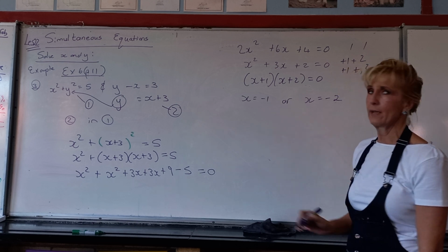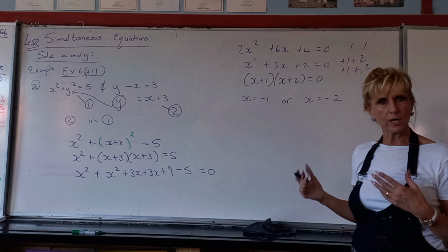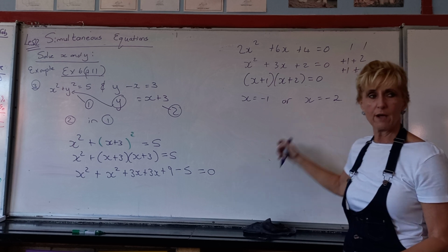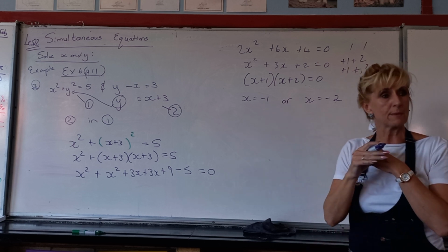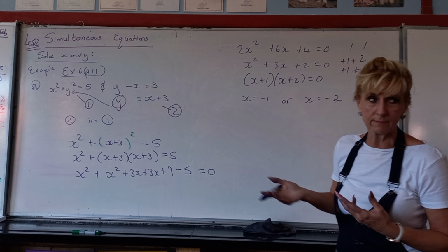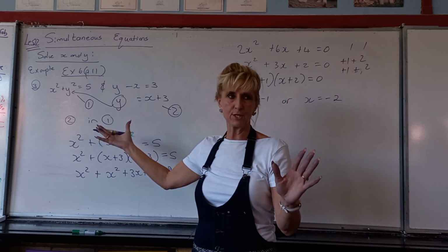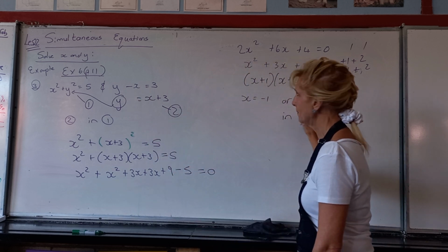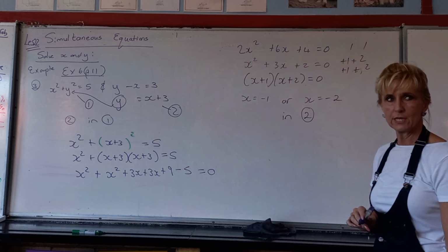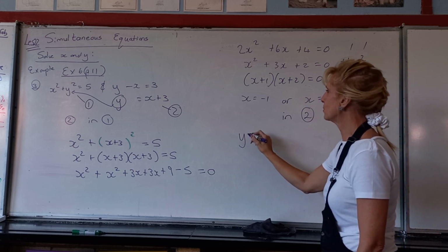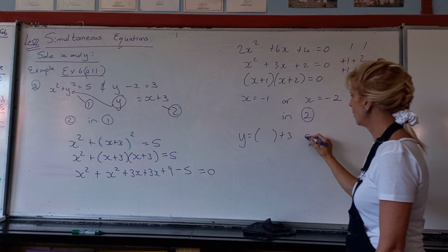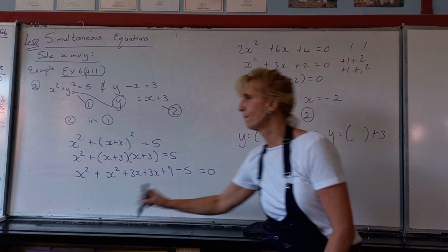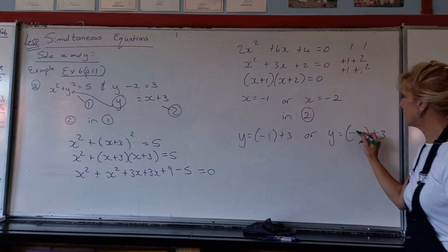Now how do I get the y? Substitute which one? Both. For this x, it has a specific y. For this x, it has a specific y. You have to substitute both. Into which one? Please, the simplest one. The linear one is always the best option. So we're going back into equation number 2. So we've got y is equal to x plus 3, and the x is being negative 1 and negative 2.